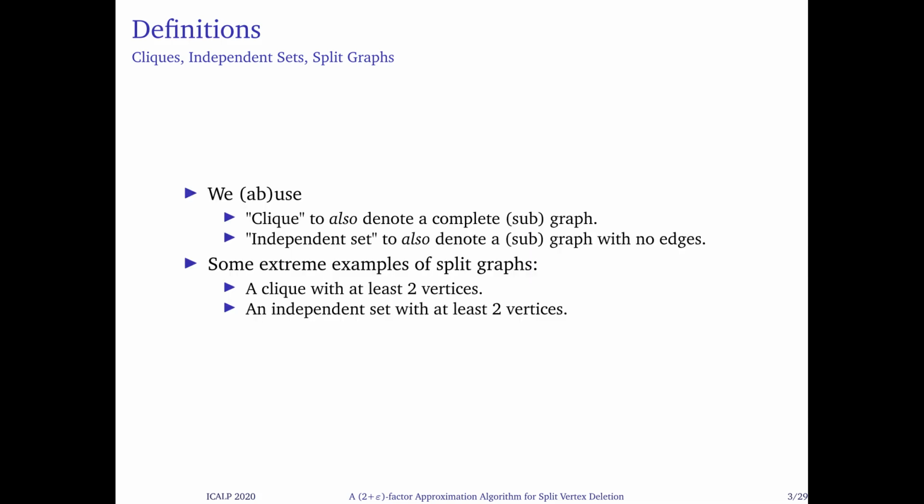We slightly abuse the notation to use clique to also denote a complete graph or a complete subgraph, not just the vertex set. Similarly, we use independent set to denote also a graph or a subgraph with no edges. Some extreme examples of split graphs are cliques and independent sets.